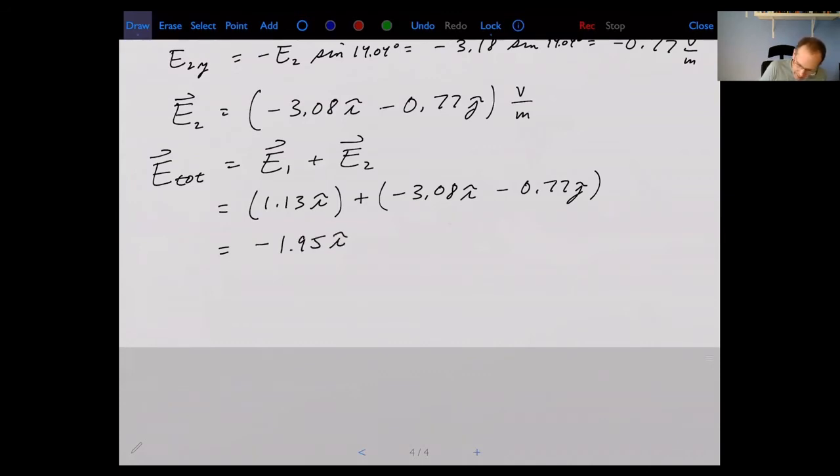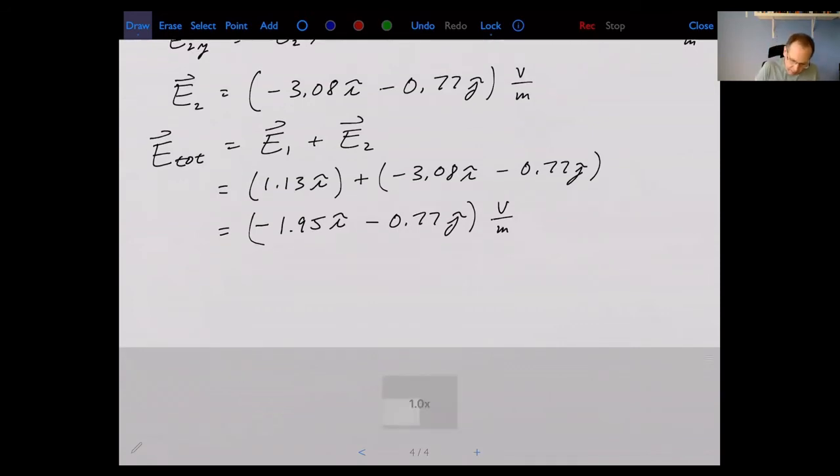And then the J hats, there's only one, right? So negative 0.77 J hat. And again, this is volts per meter. So that's our electric field, right? It's in component form. Now we may also want to find the magnitude and direction of that electric field, right? Put it in polar form.